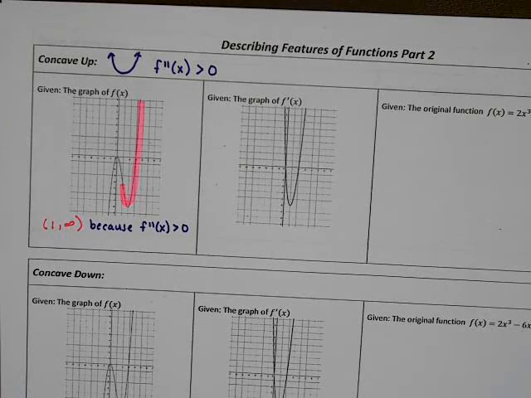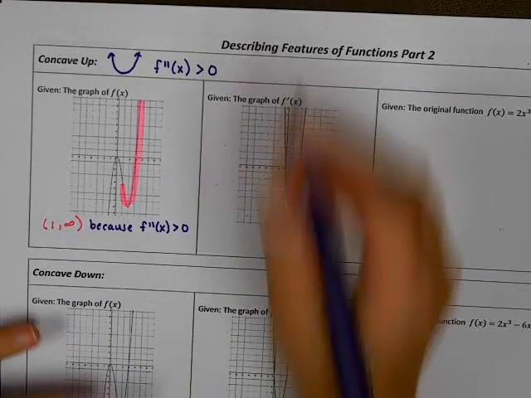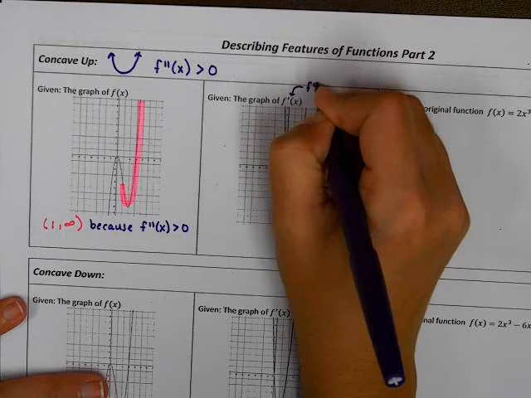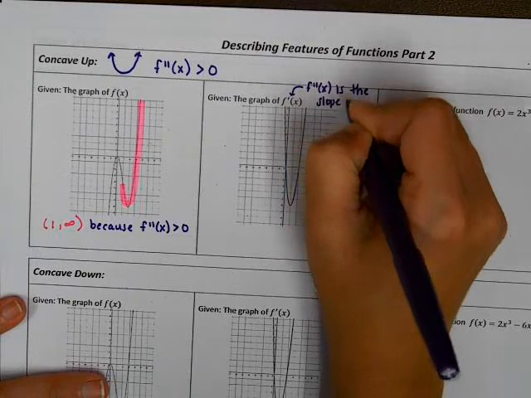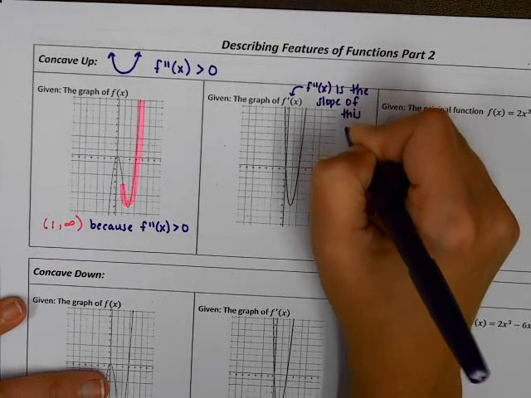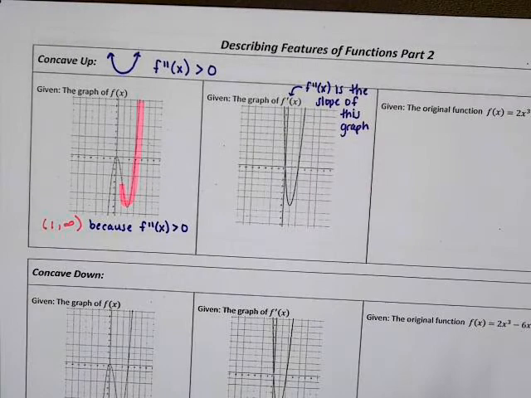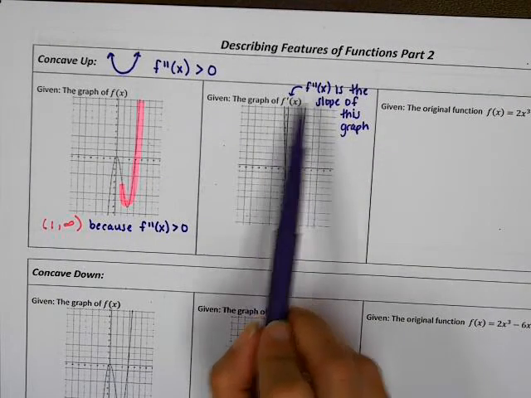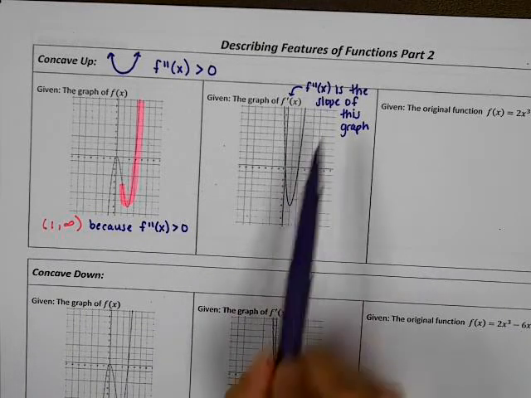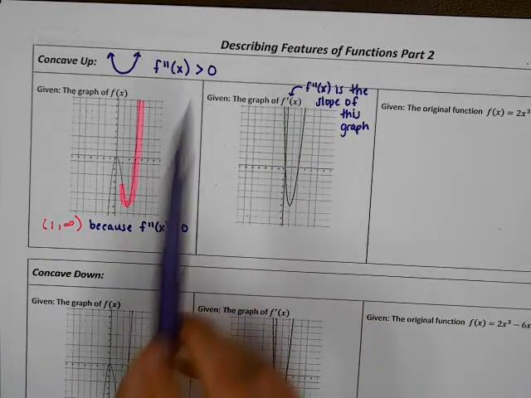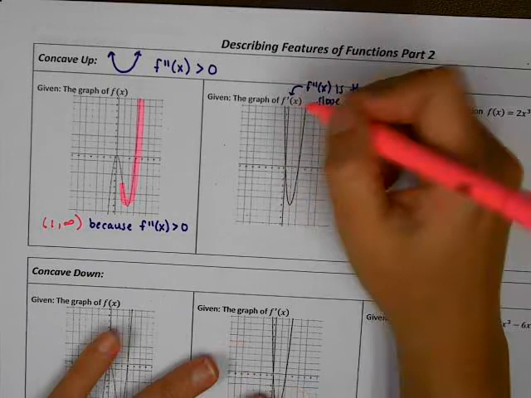Now, if I'm looking at the derivative, which by the way, this is the more likely situation, is that you have the derivative to look at. When you're looking at the derivative, the second derivative is really the slope of this graph. So because we're already starting with the first derivative, the second derivative would be the slope of what you're looking at. So we would look for where the slope of this graph is greater than 0. In other words, we would look for where this graph is going uphill.